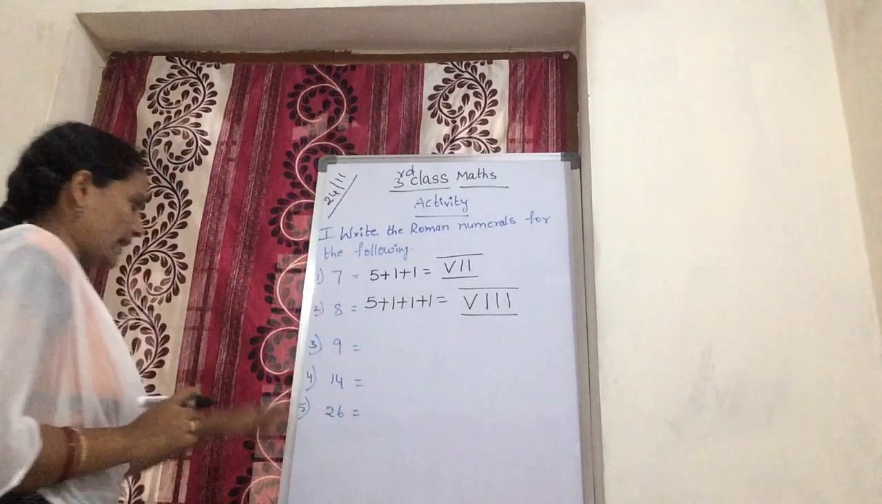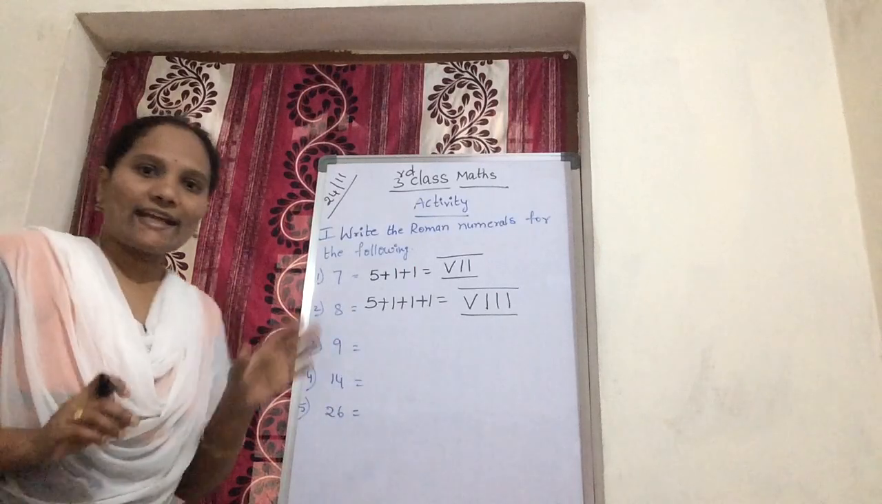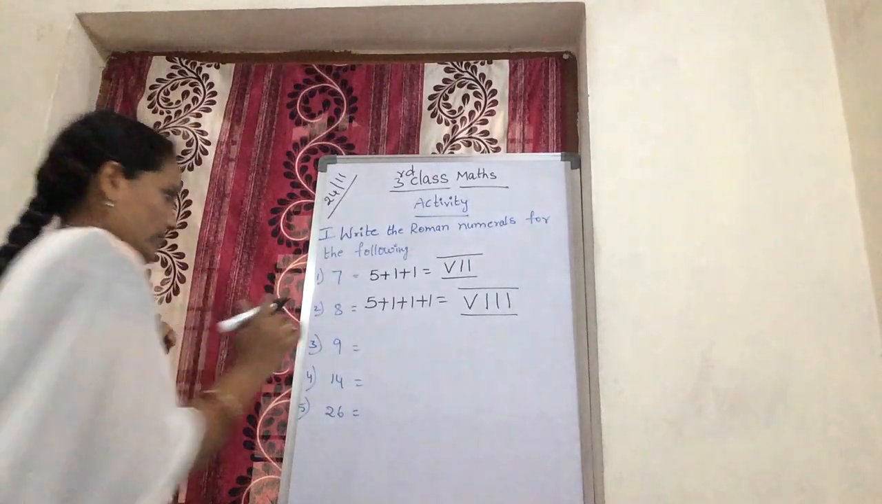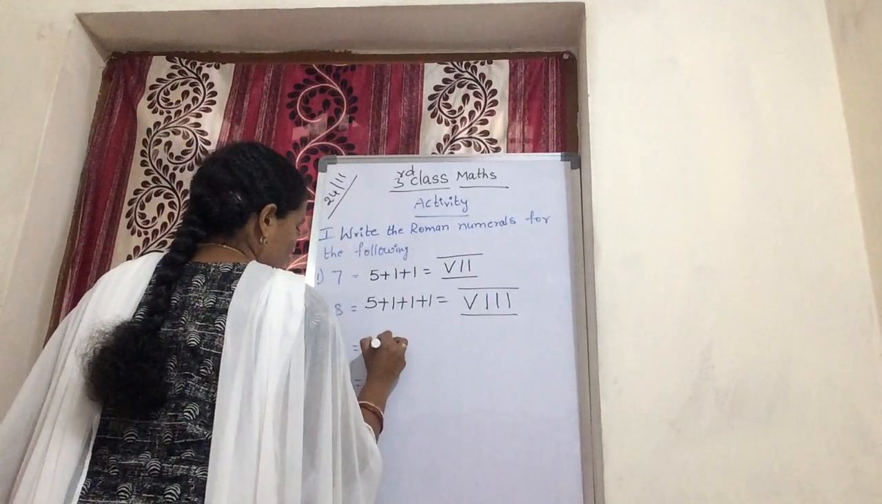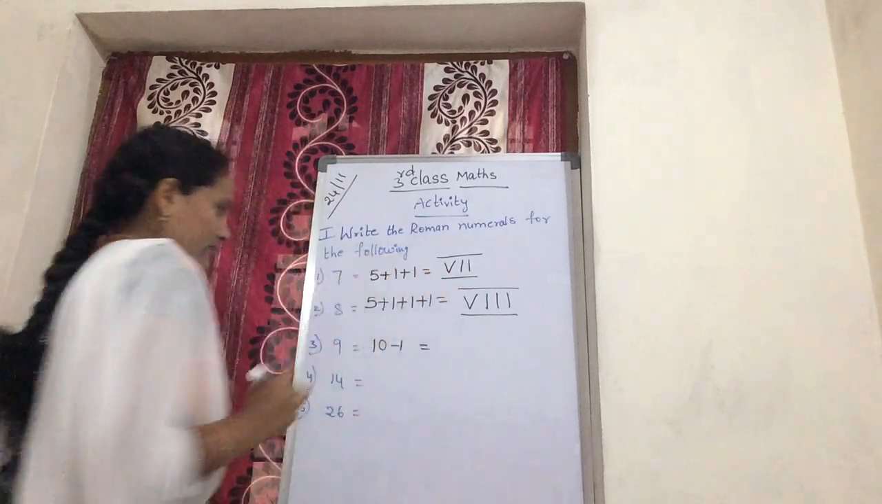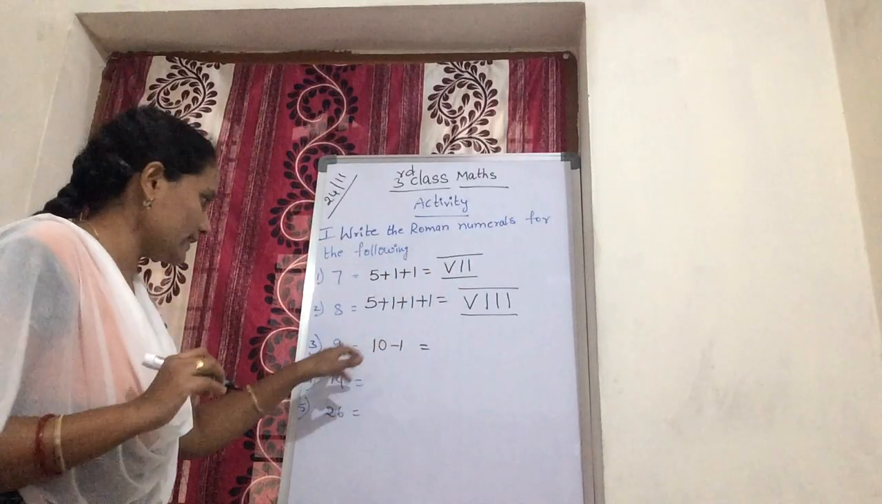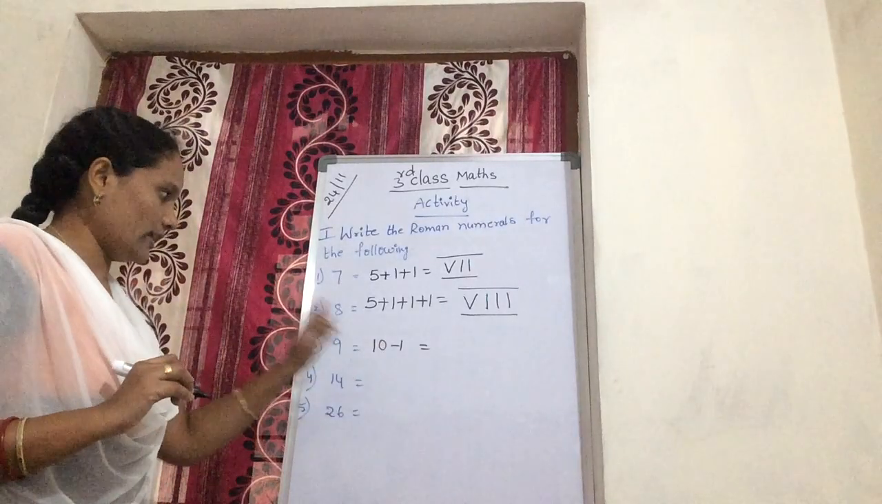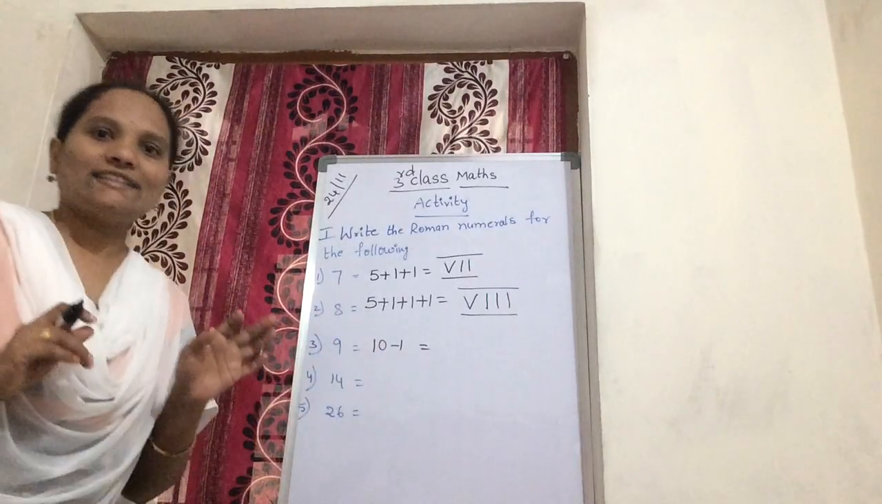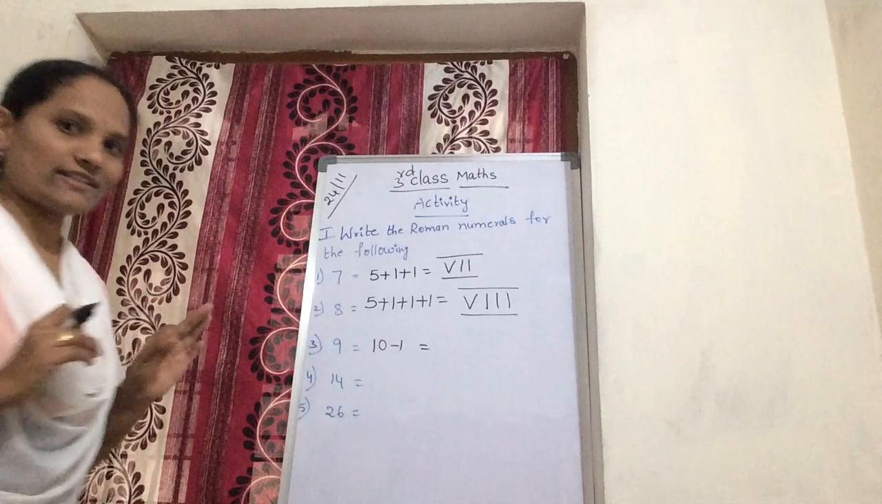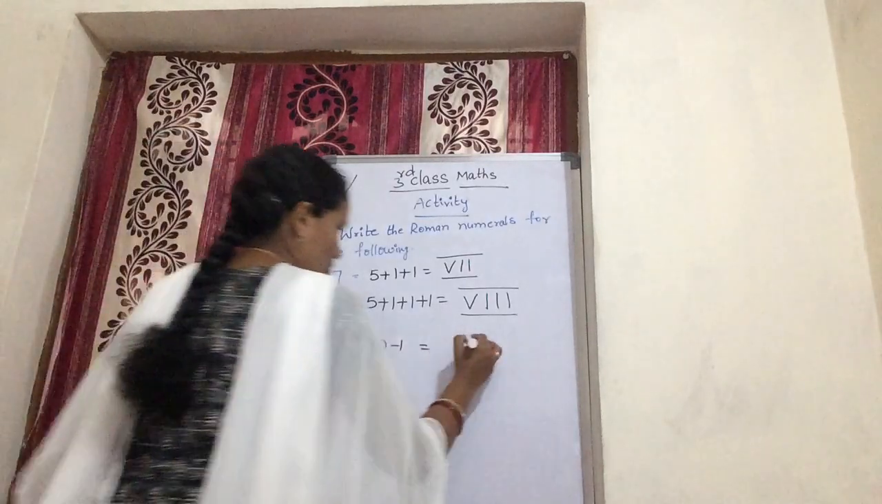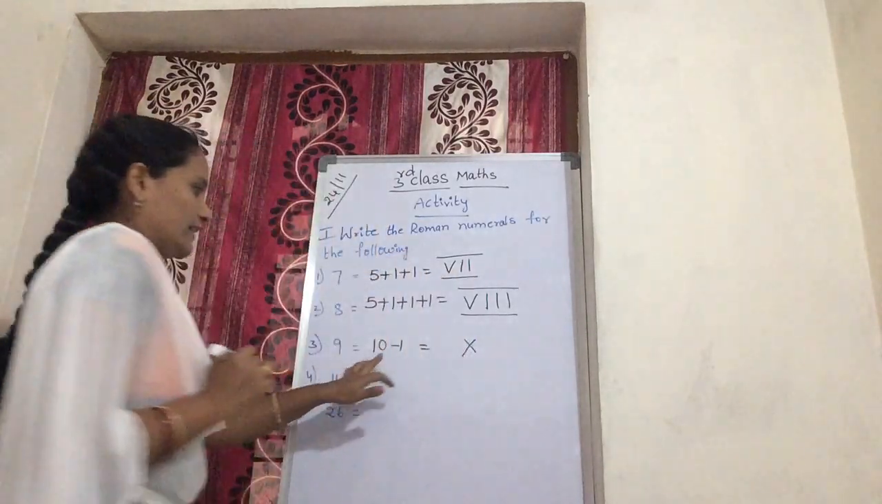Now how to write 9, Amma? 9 is 10 minus 1. 10 minus 1, you get 9. Okay. Now tell me, children, the basic symbol for 10 in Roman numerals is what? X. You know that. X for 10.